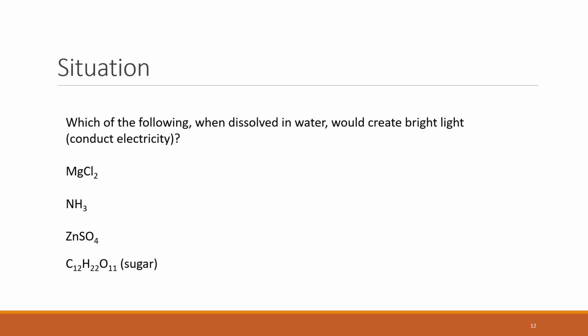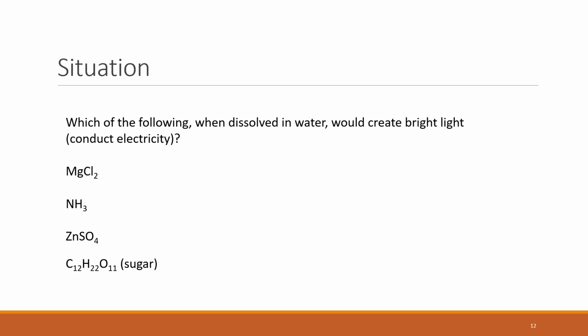Let's apply what we just learned to an example. Which of the following, when dissolved in water, would create a bright light or conduct electricity? So kind of ignore the bright light part. Doesn't matter how bright the light is. They're just seeing, will any of these conduct electricity? So how do we tell? Well, if it's ionic, having charged particles, then yes, it will conduct electricity. If it's covalent, made up of all nonmetals and does not dissociate into charged components, it will not conduct electricity.